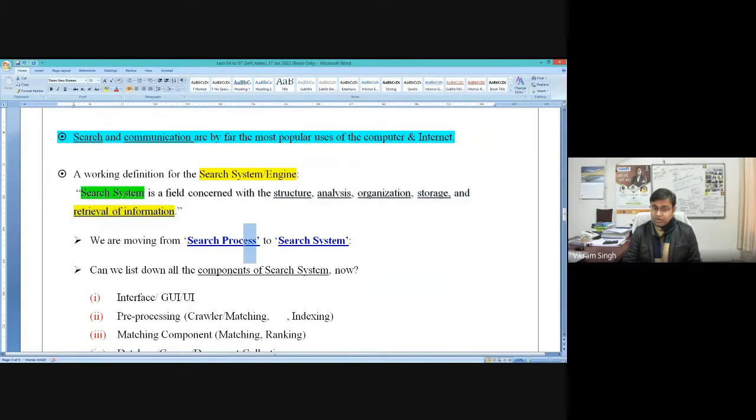So we are not only talking about the search process now, right? That's what I've been saying from the very first day: search systems and search processes are two different focuses. If you take a website where search is provided, we cannot say that it is a search system, because that website does not have dedicated structure, analysis, organization, storage, and computing blocks or processes for this simple search task.